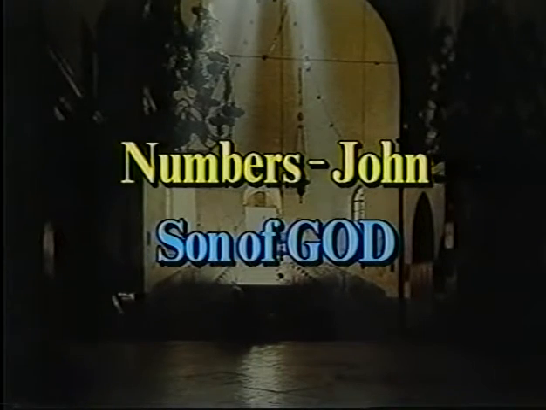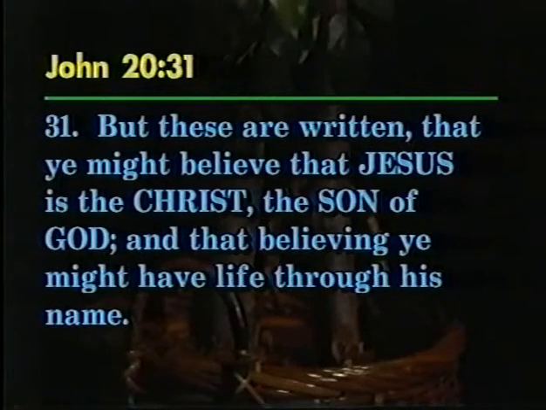Now, interesting comparison. Numbers, the wilderness march, could be called the book of unbelief, because of the unbelief of the people. But yet the theme in the book of John is believe. Believe that Jesus is who he says he is. Chapter 20 of John, verse 31. We have to read that. "But these are written that you might believe that Jesus is the Christ, the Son of God, and that believing you might have life through his name."